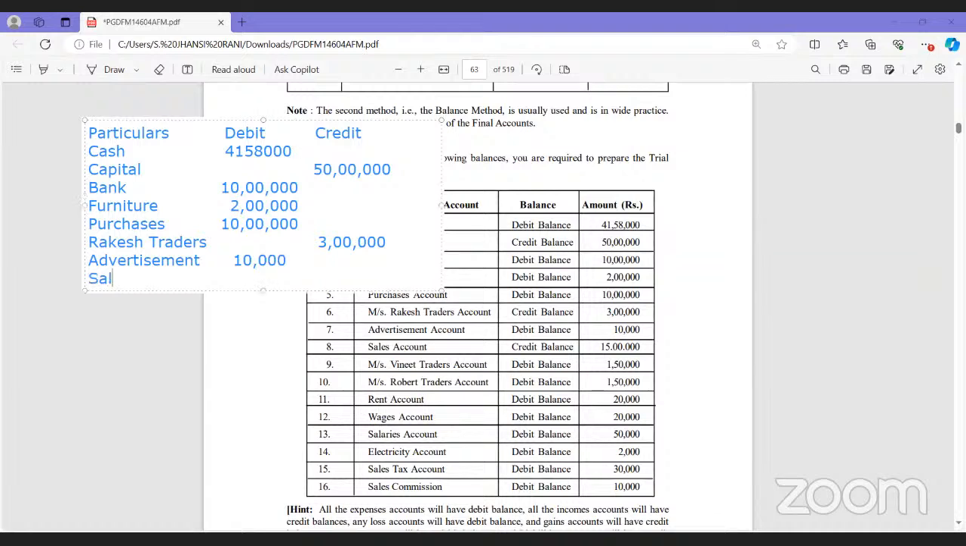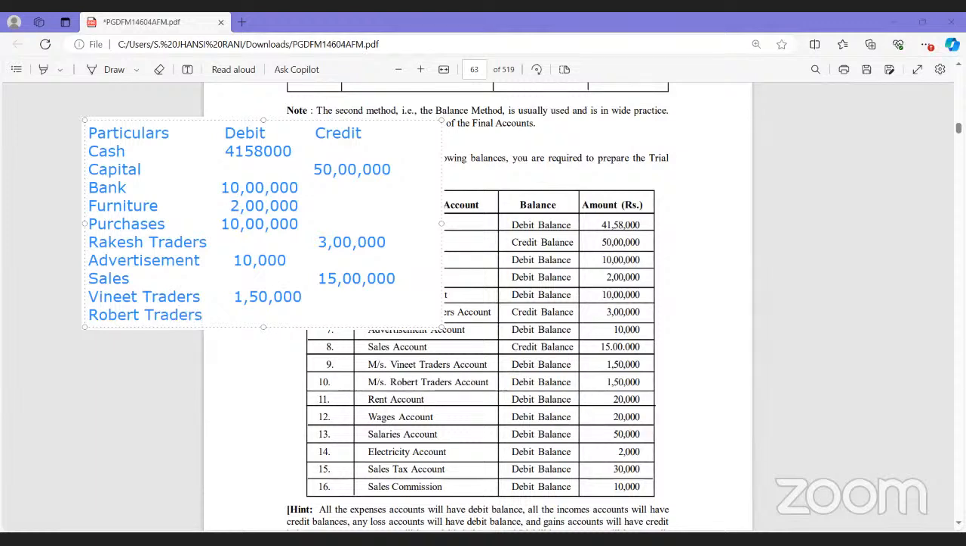Next, we have sales account. Sales is a credit balance, so I'll write in the credit column and the amount is 15 lakhs. Next, they have Vinit Traders account. It is a debit balance, so I'll write in the debit column and the amount is 1,50,000. Next, they have Robert Traders account. It is also a debit balance, in the debit column 1,50,000. Next, we have rent. Rent is also a debit balance, so I'll write in the debit column 20,000.